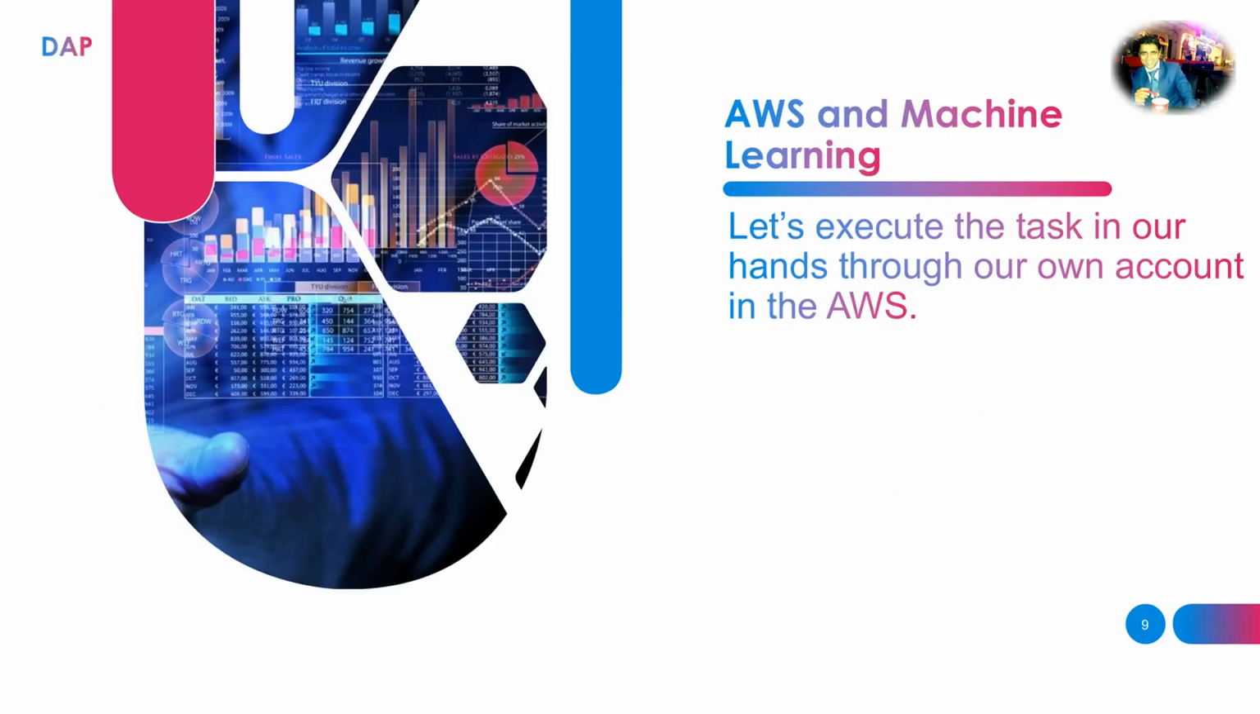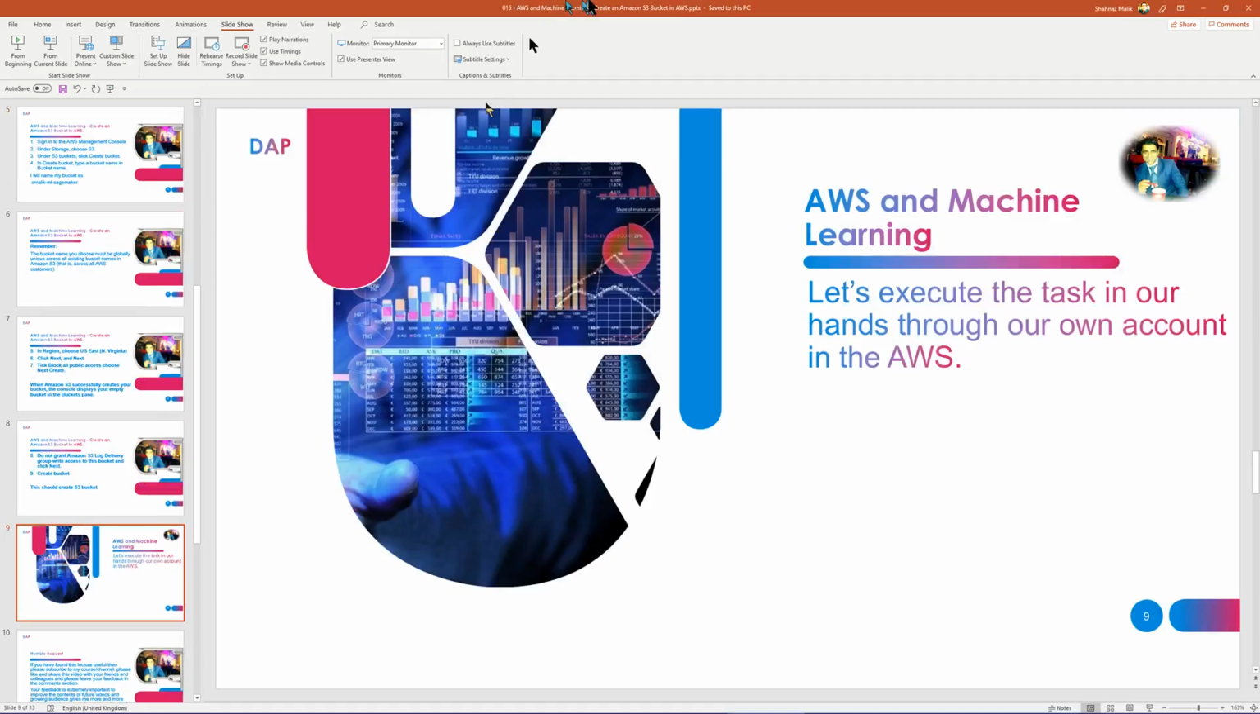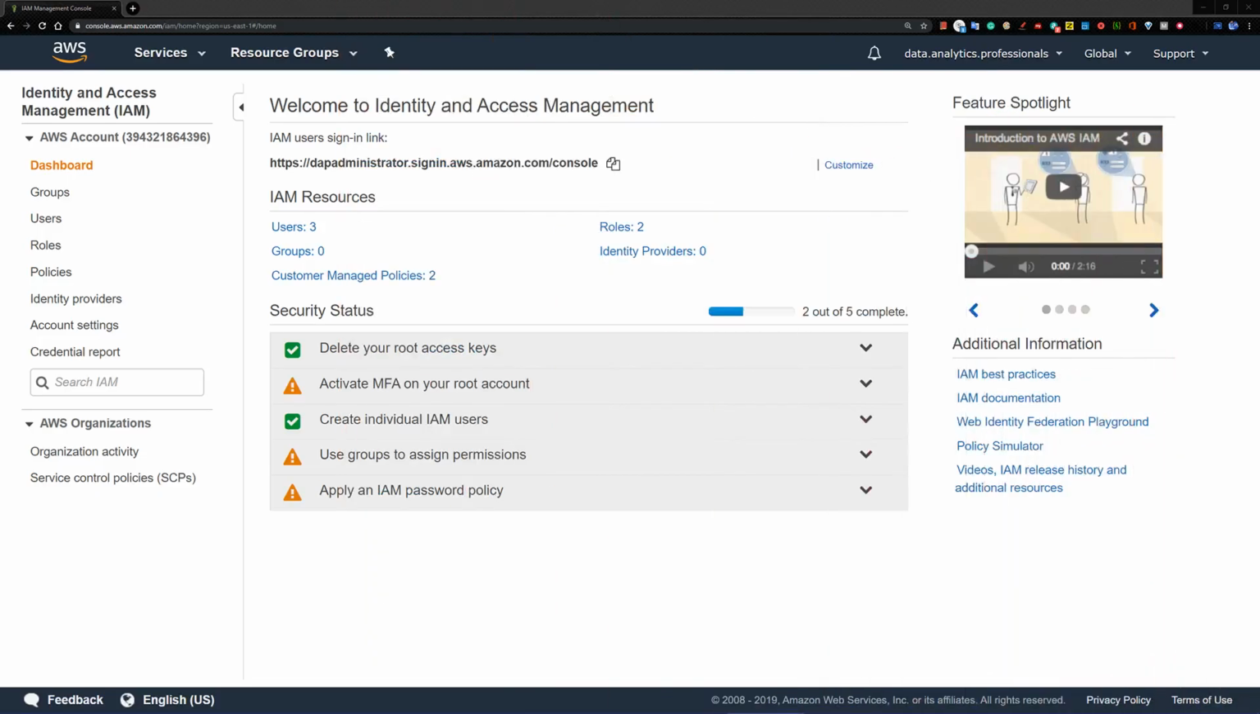Now let's execute the task in our own account in Amazon Web Services, which we have created either in lecture number 1, or maybe you have created before you started this series of lectures. Now here I am, already logged in into Amazon Web Services, and I am at IAM.